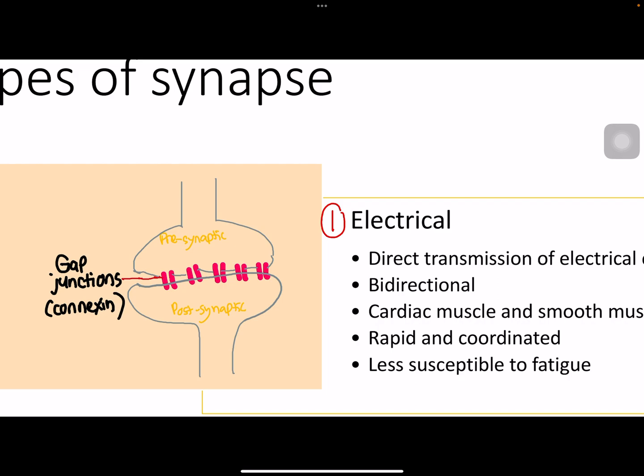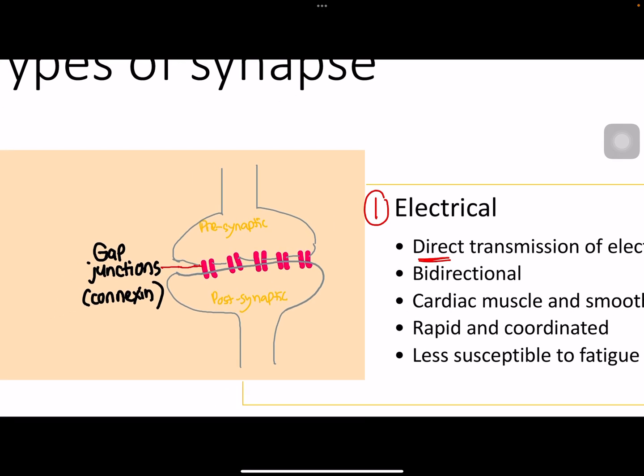Now, the electrical synapse is quite special, in which there is direct transmission of electrical impulse through a special structure known as the gap junction. Think about the gap junction as a tunnel that connects the two neurons, okay? Or you can think about it like a bridge, like the Penang Bridge, connecting the mainland of Penang to Penang Island. And it allows direct transmission of the electrical impulse. So electrical impulse here refers to the action potential, which can directly travel through the gap junction.